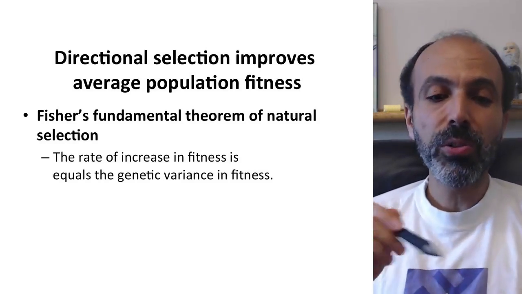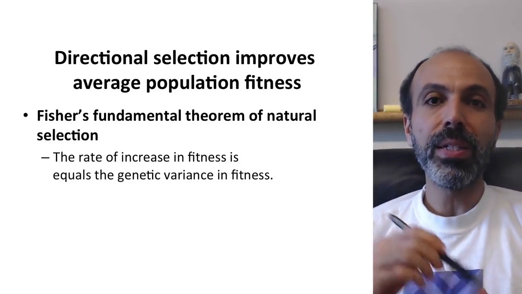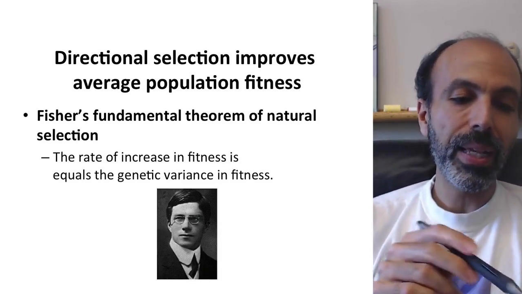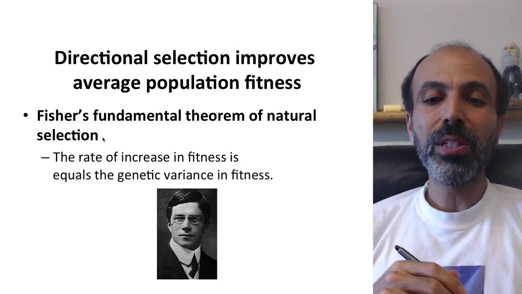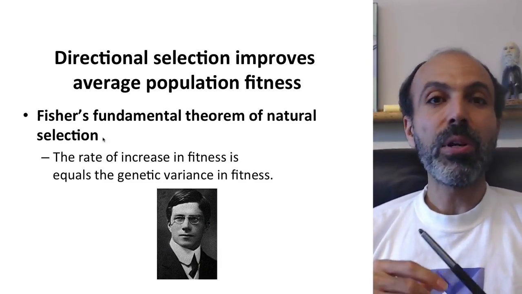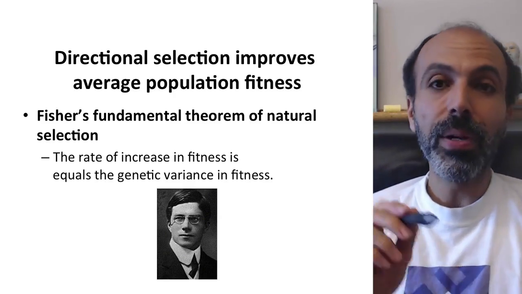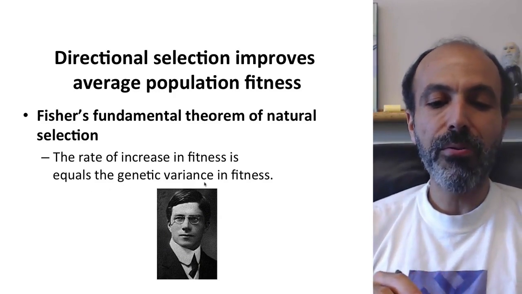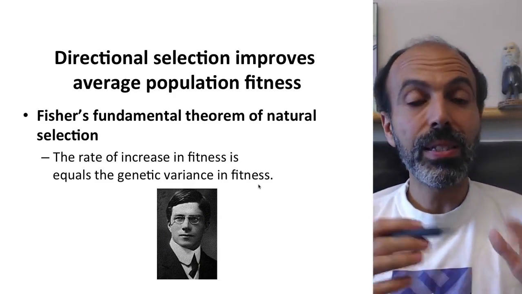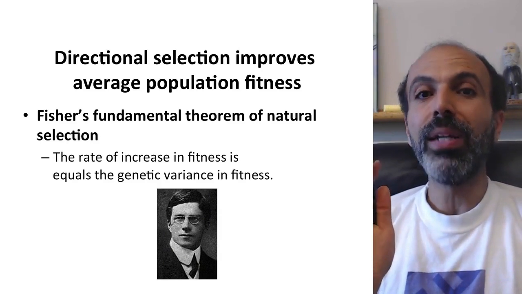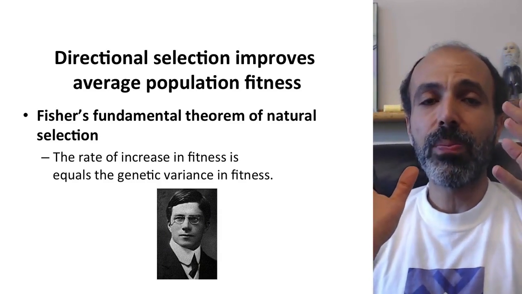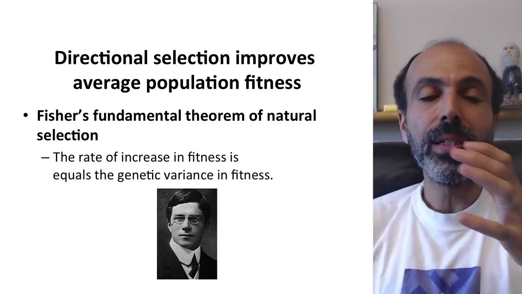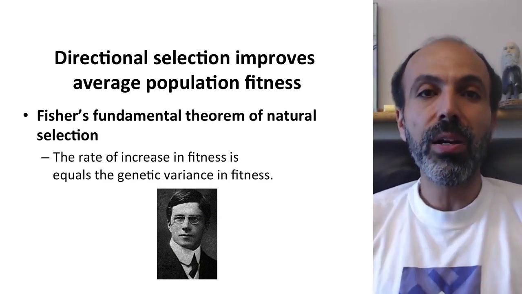Now, in this regard, directional selection is improving the average population fitness, and the speed with which it does it has been described by Ronald Fisher, who's depicted here on this slide, in what's referred to as Fisher's fundamental theorem of natural selection. This is elaborated very nicely in his 1930 book, but he identified that the rate of increase in fitness under directional selection is equal to the genetic variance in fitness. And we could think of this as similar to the heritability aspects we talked about earlier, right? Selection acts on that aspect of the trait that has a genetic basis, right? That VG is what responds to selection out of the overall VP.